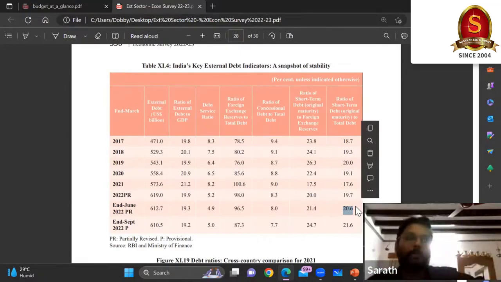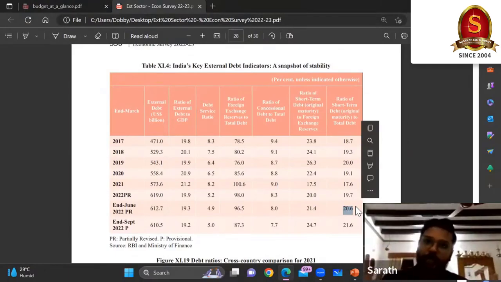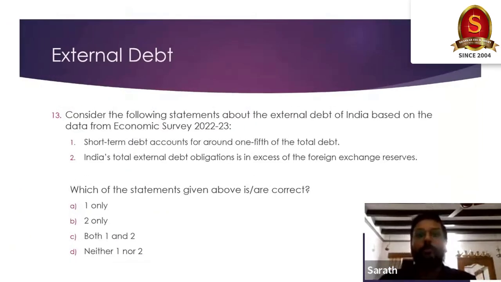So we have signed a contract with Japan, let's say, where they are giving us money which we have to repay over 30 years. They cannot come next year and suddenly say, no, we need money, give it back. No, the loan agreement is signed. There is no way that they can ask us for the money before time. It is not possible, which means that having long-term debt is good. It is sustainable debt. Having high short-term debt is troublesome. So what was our question here? Our question was, short-term debt accounts for around 1/5 of the total debt, 20% of the total external debt that is there. The question itself is about external debt. So 1/5, 20% is correct.